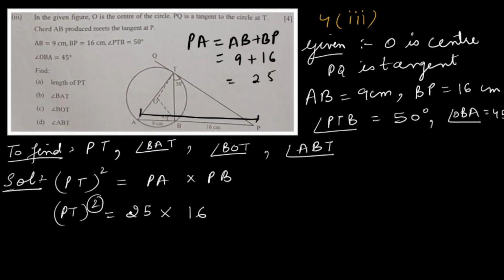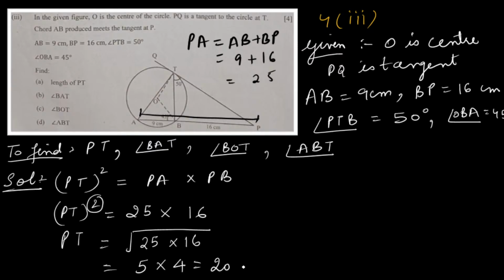So this square will shift to the other side and become square root. PT is equal to square root of 25 into 16. Square root of 25 is 5, square root of 16 is 4. So 5 into 4 is 20 centimeter. So 20 centimeter is the correct answer, as given by Tejas and Likhita.